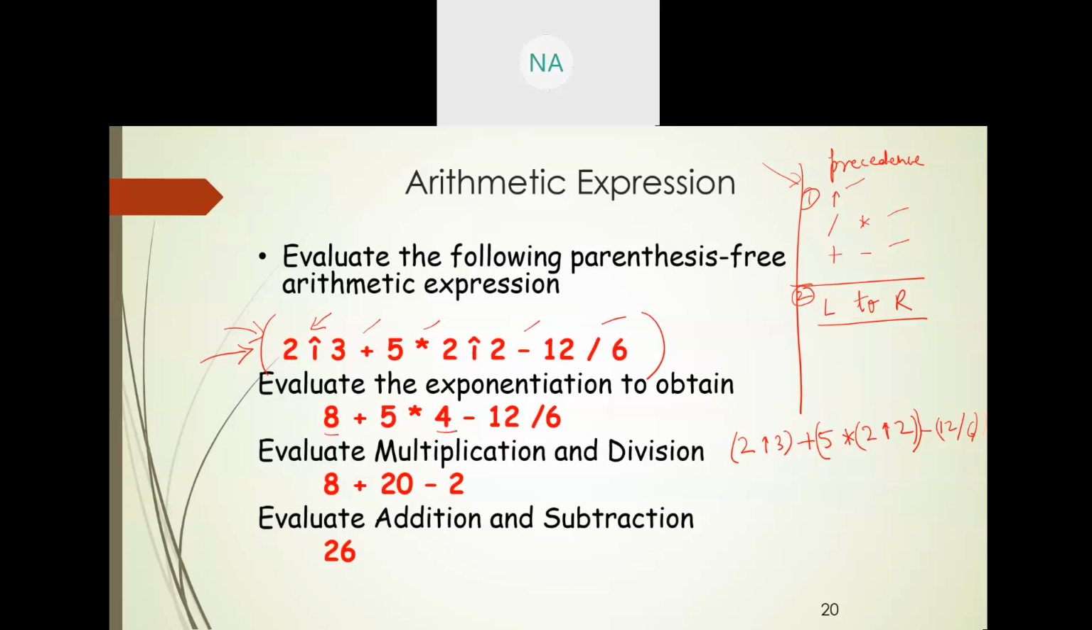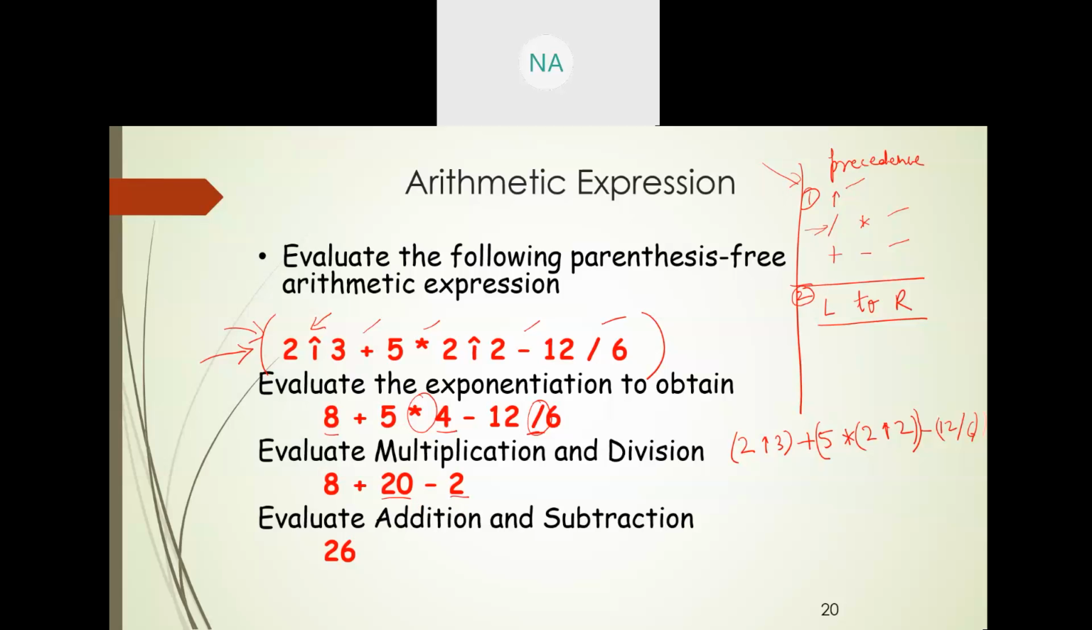The next precedence level is this level, which has multiplication and division. So we have one division and one multiplication, right? So we have two operators which are at the same level. These operators will be evaluated from left to right. At the leftmost we have this multiplication operator, so 5 into 4 will be evaluated first. So 5 into 4 is 20, and 12 by 6 is 2.